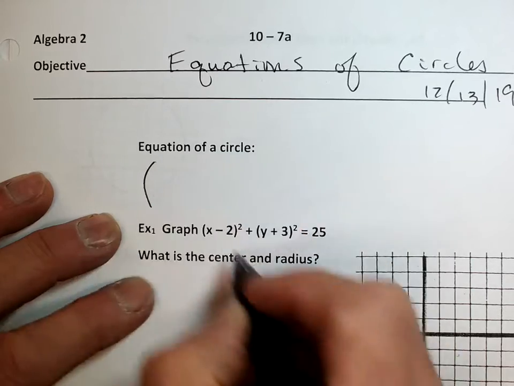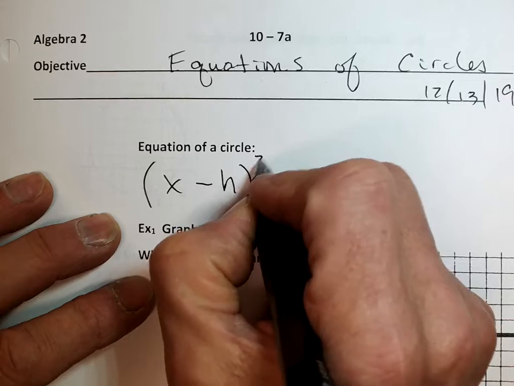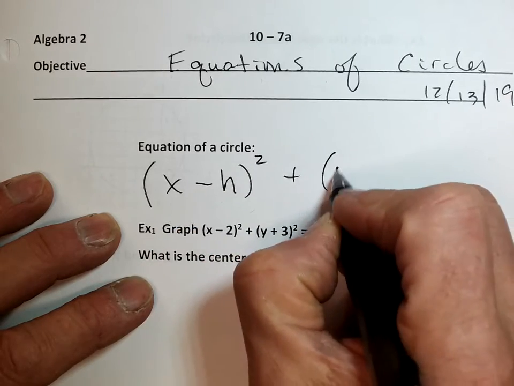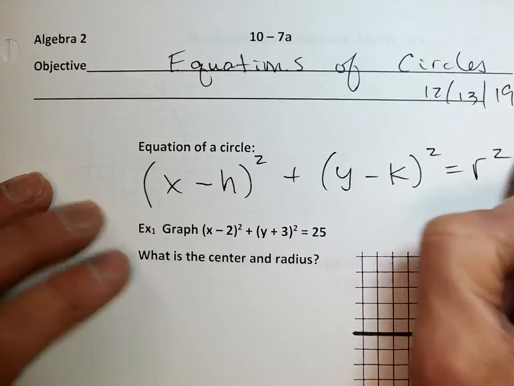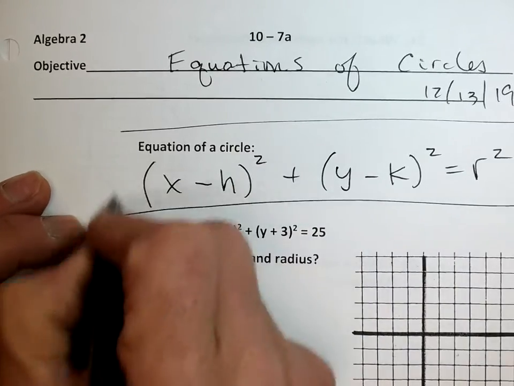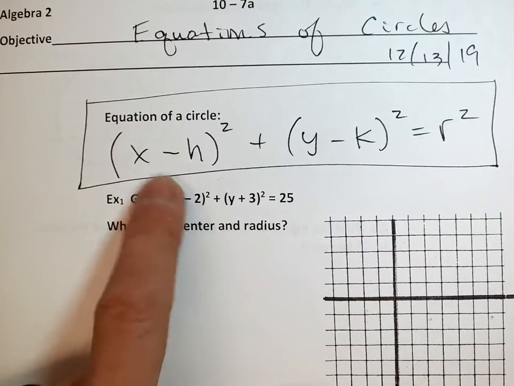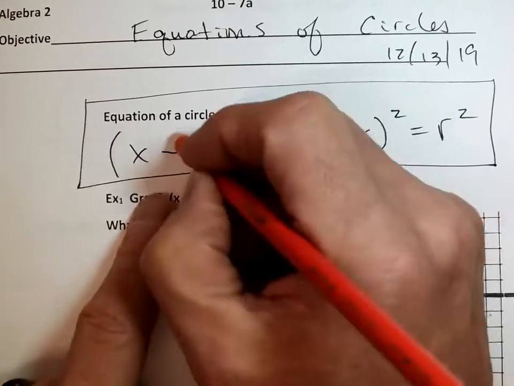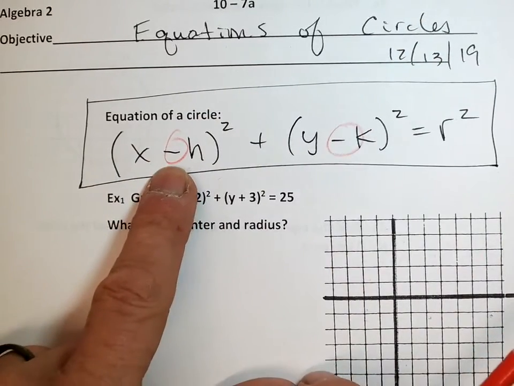So the standard form is going to be (x minus h) squared plus (y minus k) squared equals r squared. Okay, write that down. (x minus h) squared plus (y minus k) squared equals r squared. Okay. Now, what does all this mean? Well, we know in math, when we see this minus, it means opposite. It means opposite in math.